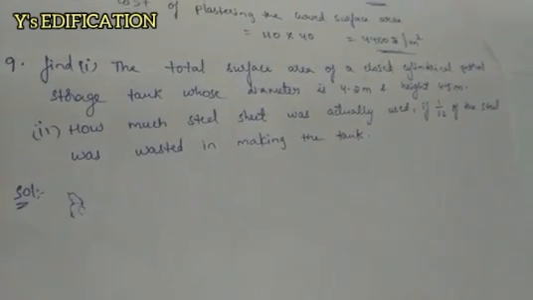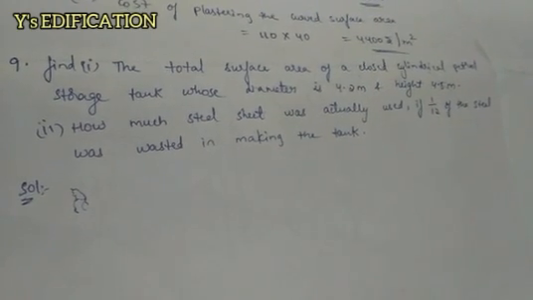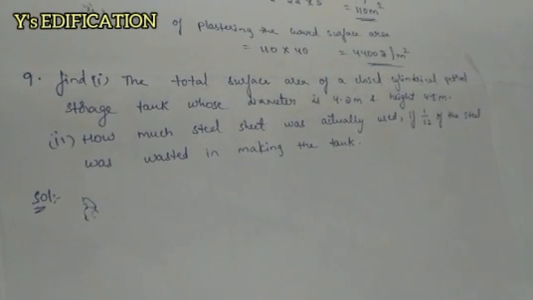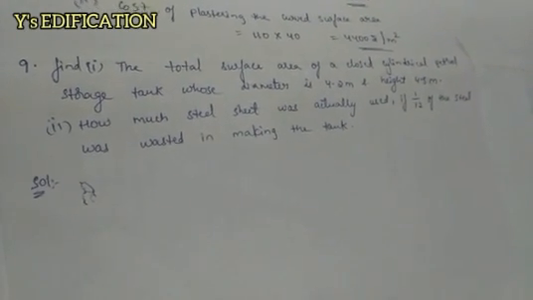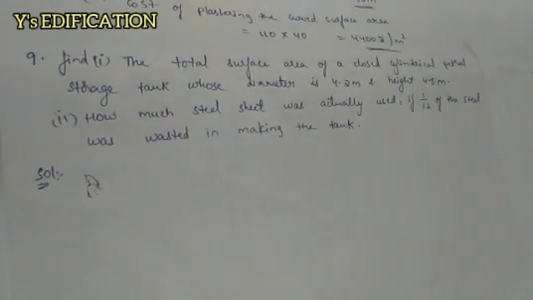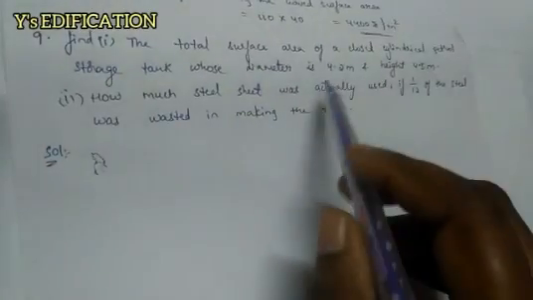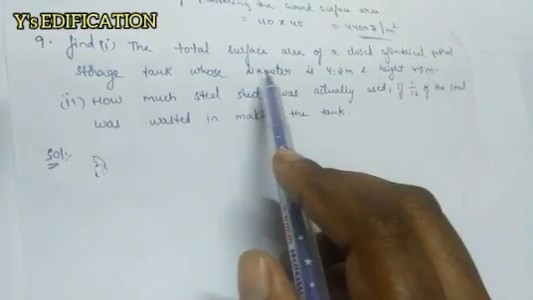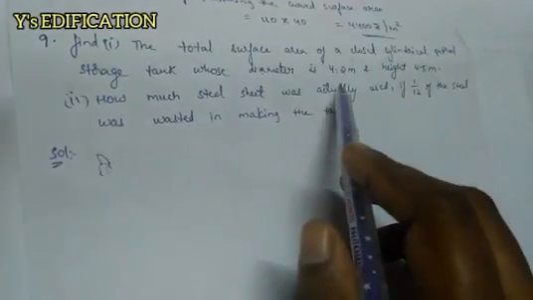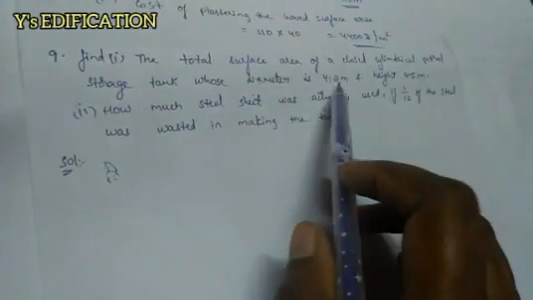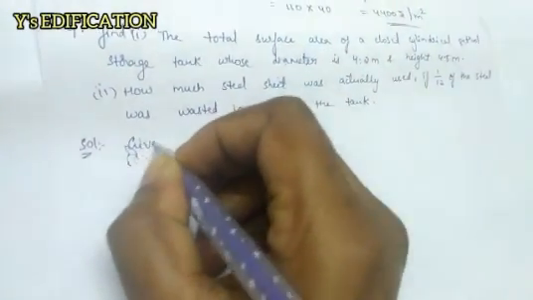Find the total surface area of a closed cylindrical petrol storage tank whose diameter is 4.2 meters and height is 4.5 meters. And also find how much steel sheet was actually used if 1/12 of the steel sheet was wasted in making the tank. First we have to find the TSA of the cylindrical tank with the given measurements. Diameter is 4.2, so the radius will be 2.1 and the height is 4.5 meters. First write down the given data.